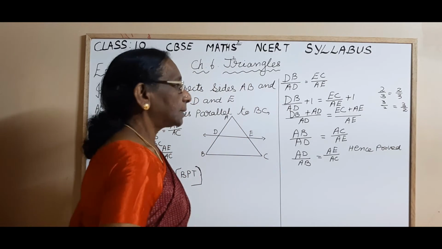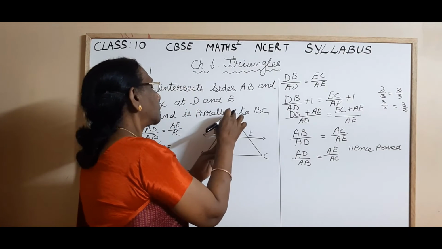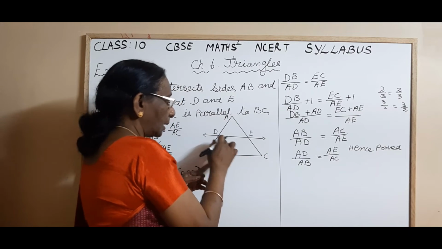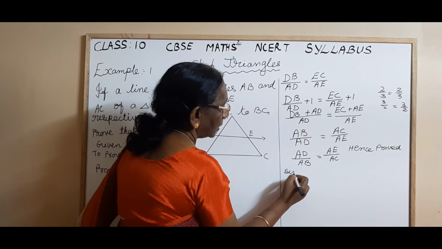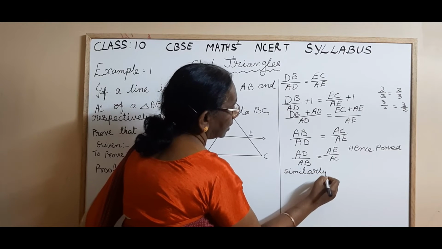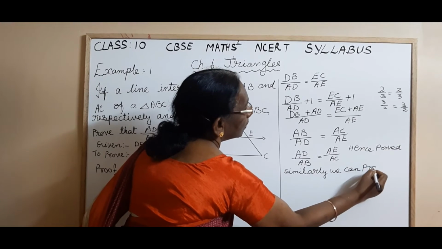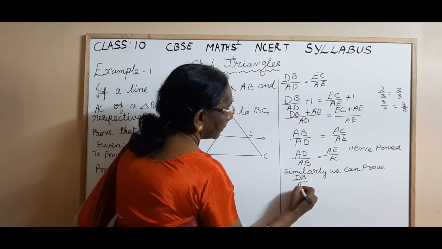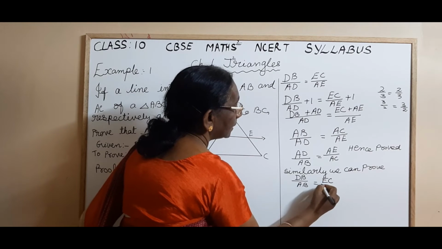Okay, children. In the same way, we can also prove what? This we have proved: AD by AB is equal to AE by AC. The same way we can prove DB by AB is equal to EC by AC.